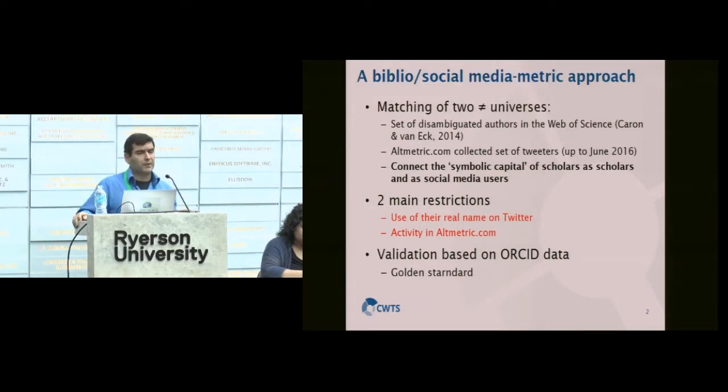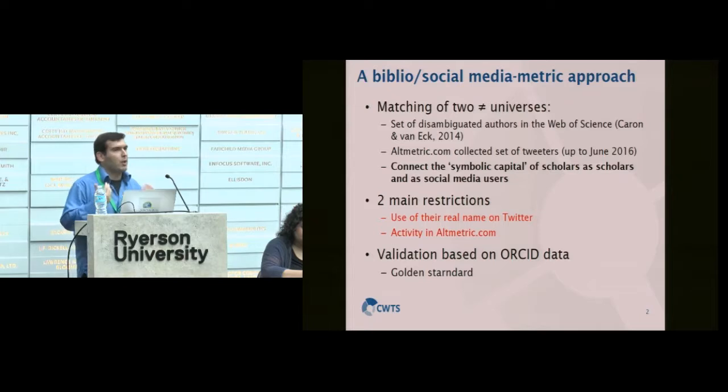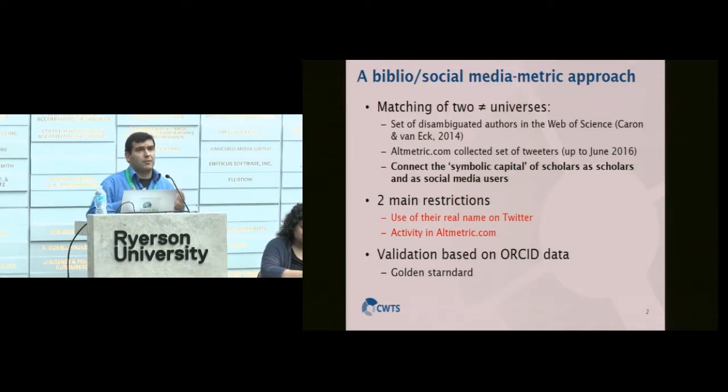I must acknowledge two important restrictions in our methodology. The first restriction is that researchers must use their real name on Twitter. We are not that interested in linking researchers with Twitter accounts where they don't identify themselves as "yes, this is me, and I'm using my own name, my own identity." The second restriction is that these scholars must have some activity recorded on Altmetric.com. In practical terms, it means that they must have tweeted a publication, a data set, or any other scholarly artifact, which can be a limitation because obviously there may be scholars that are active on Twitter, but they never tweet or mention a paper.